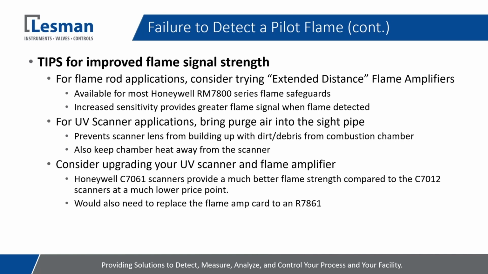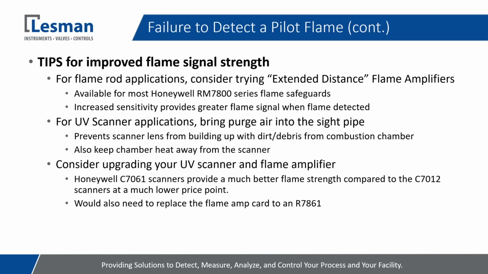And the other thing that I see commonly is customers are using older versions of the flame detection. So I see this all the time with the C7012 scanners. Now, Honeywell still makes them. They are available. If you like them and you have no issues with them, you're more than welcome to go through and use those. But if you start seeing some issues with the flame strength on those C7012s, I would recommend that you would consider using a C7061 if you have the ability to change those out and go with a different model number. I've seen much better flame signal strength on those types of scanners.